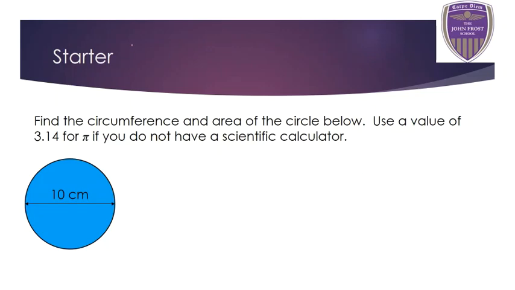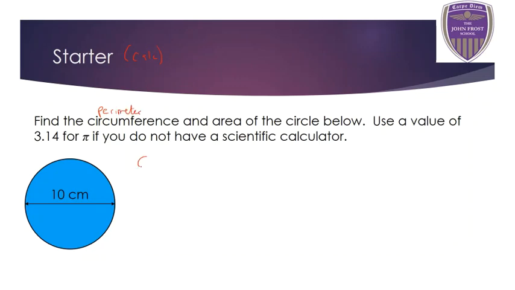Of this one, sorry, you can use a calculator. So find the circumference and area of the circle below. No worries. Well, remember, you need to know the formula. Circumference of a circle, remember, is the perimeter of a circle, the distance around the outside of the circle.